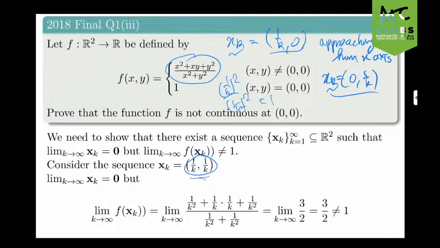In fact, we can see that the limit itself doesn't exist. The limit doesn't exist and the function is not continuous. Because this equals 3 on 2, but earlier I showed that the other sequence goes to 1. So the limit doesn't exist and it's also not equal to this function value.